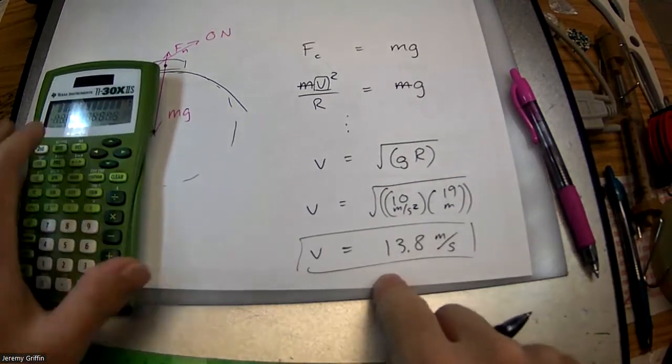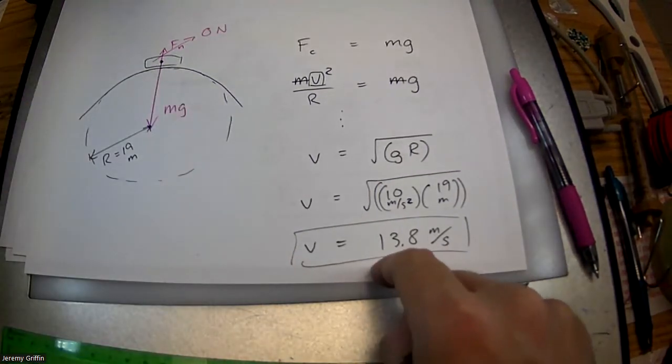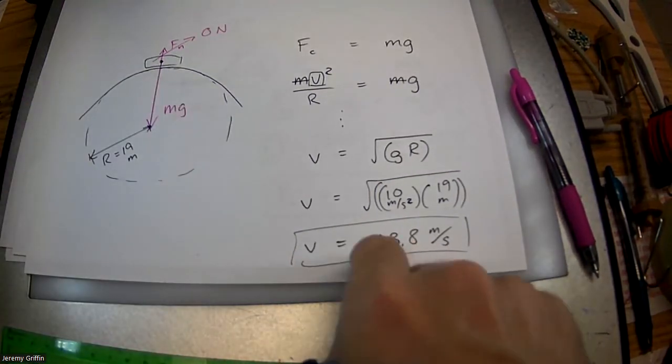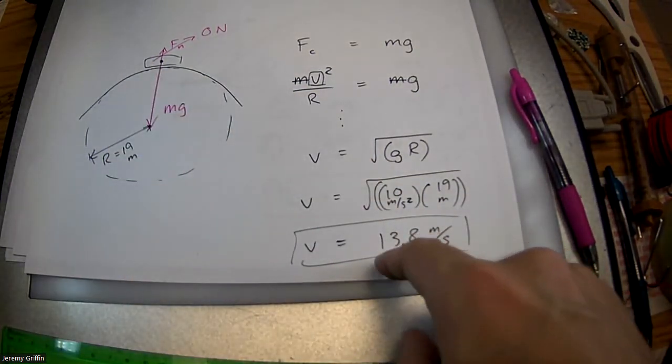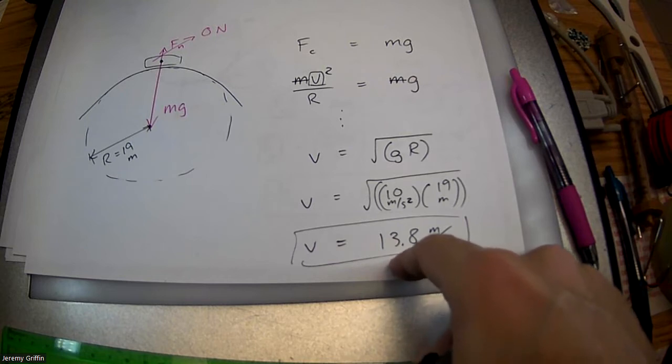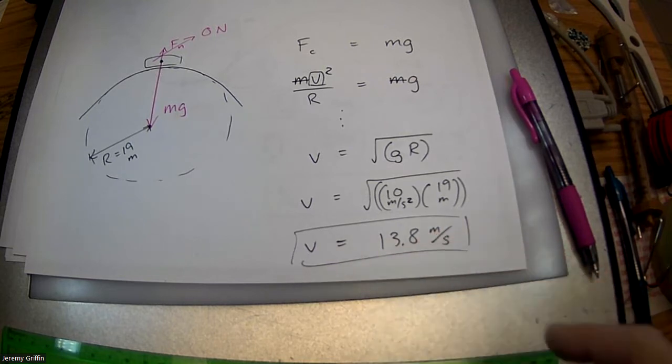So if my roller coaster hits 14 meters per second, that's bad news for everyone riding my roller coaster, because they'll fly off the track. But if they're going like 12 meters per second, they're going to be okay. Just barely, they feel almost weightless. You guys good? All right.